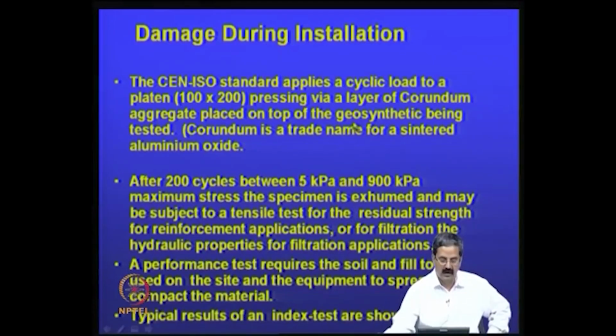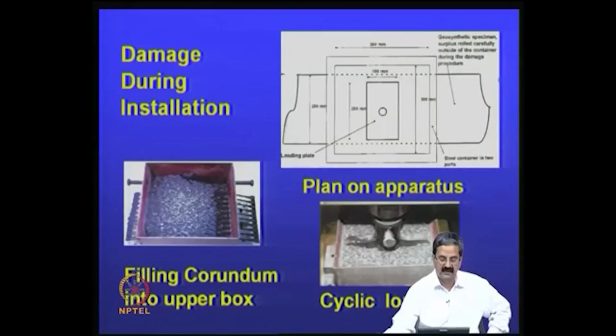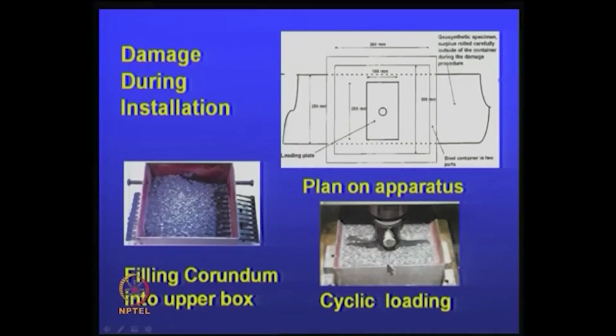This is what we call a performance test. For example, this is damage during installation: filling up this corundum box, this is the geogrid material, and cyclic loading is applied. All the geosynthetic specimen is carefully rolled out of this container after the damage procedure.